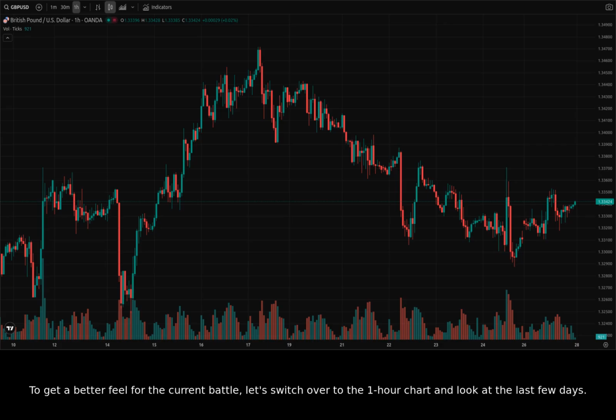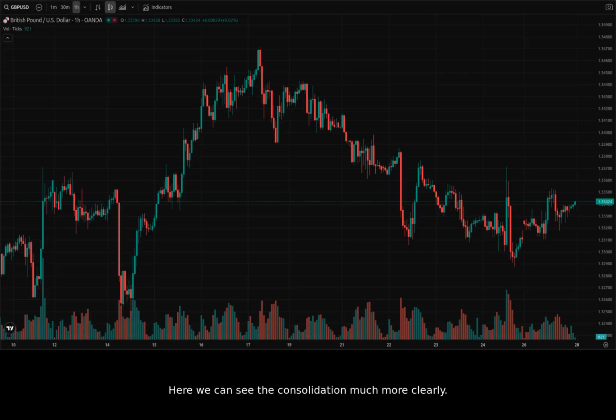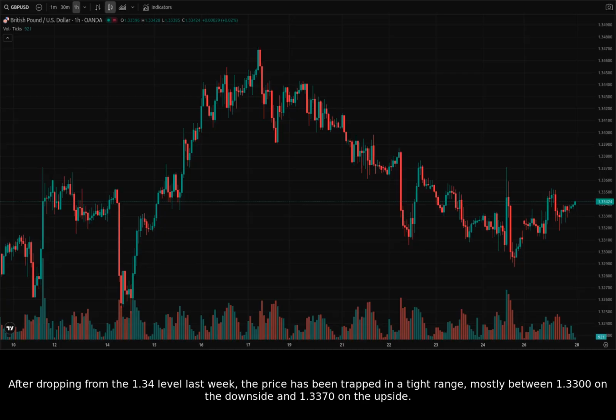1.3090. To get a better feel for the current battle, let's switch over to the 1-hour chart and look at the last few days. Here we can see the consolidation much more clearly. After dropping from the 1.34 level last week, the price has been trapped in a tight range, mostly between 1.3300 on the downside and 1.3370 on the upside.